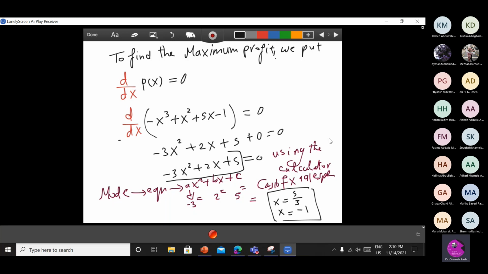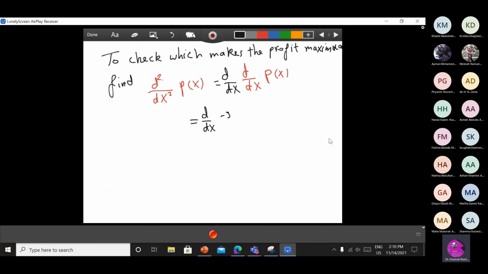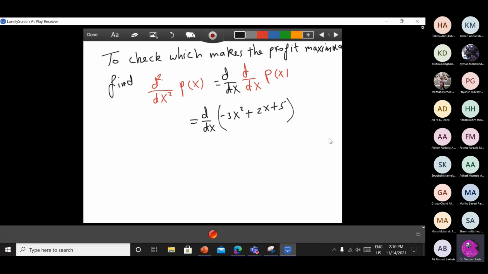It is minus 3x squared plus 2x plus 5. Okay. How to differentiate this one? Also, I get the 2 down. When I get the 2 down, it will be multiplied by minus 3. So I have minus 6x plus the derivative of 2x is 2. The derivative of 5 is 0. No need to write it down. Now this is my second derivative.